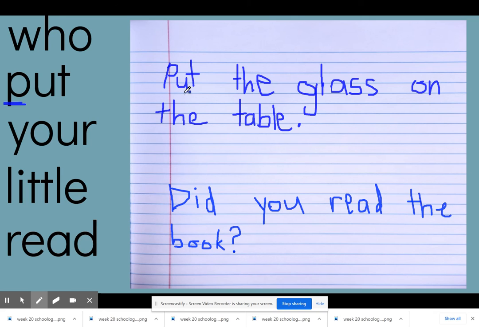Okay, so our 2 sentences, put the glass on the table. Did you read the book? So go ahead and try and read those sentences back to yourself, maybe 1 or 2 times, and then that will be it for our words. Again, remember we have who, put, your, little, and read.